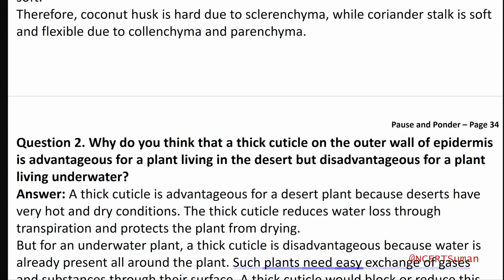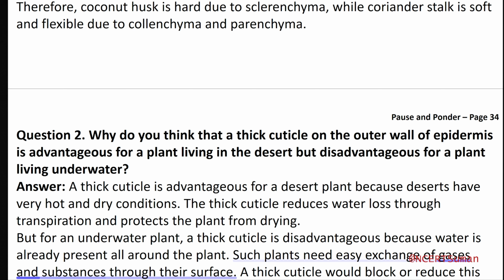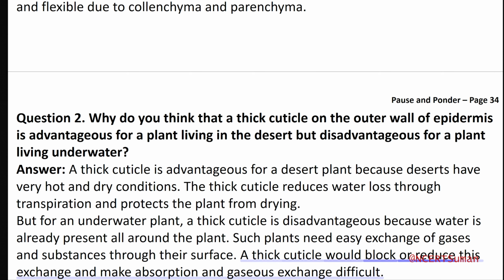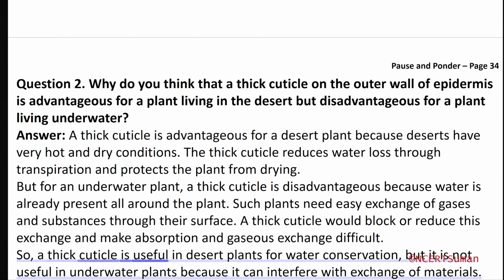Such plants need easy exchange of gases and substances through their surface. A thick cuticle would block or reduce this exchange and make absorption and gaseous exchange difficult. So, a thick cuticle is useful in desert plants for water conservation, but it is not useful in underwater plants because it can interfere with exchange of materials.